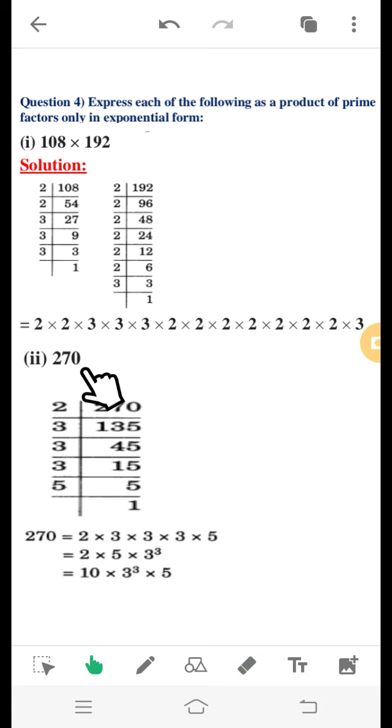Now the second one, 270. Find the prime factors and then write this: 2 multiply 3 multiply 3 multiply 3 multiply 5. 2 comes 1 time, 5 also comes 1 time, 3 comes 3 times, so it's 3 cube. 2 5s are 10, multiply 3 cube. Here 5 does not come again.